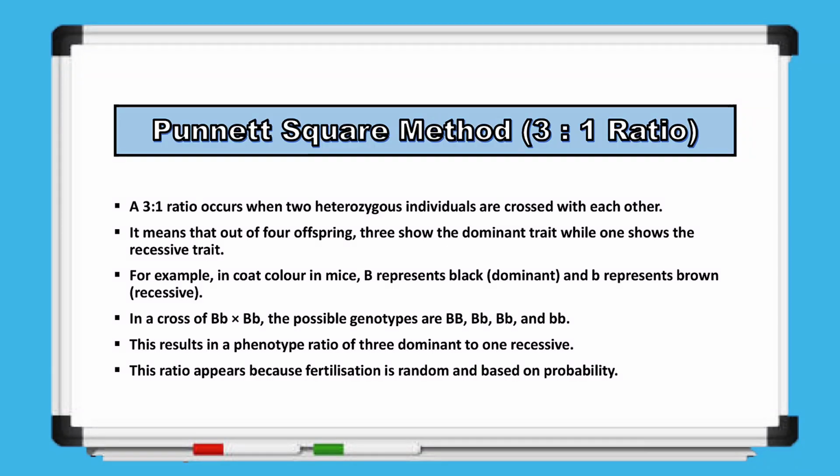Similarly, we have a Punnett square showing a 3-to-1 ratio. This ratio occurs when two heterozygous individuals are crossed with each other. It means that out of 4 offspring, 3 show the dominant trait and 1 shows the recessive trait. For example, we will use the textbook example of coat color in mice.